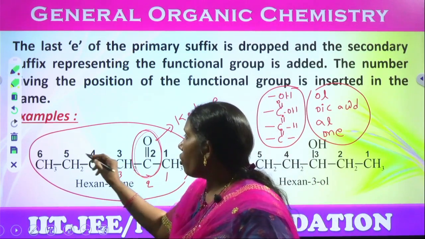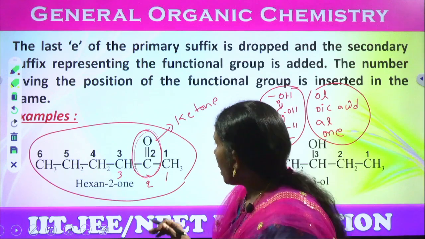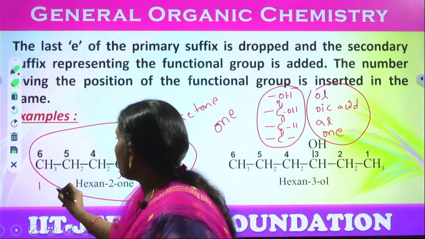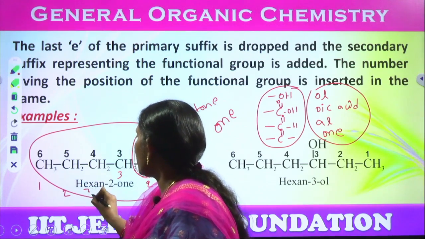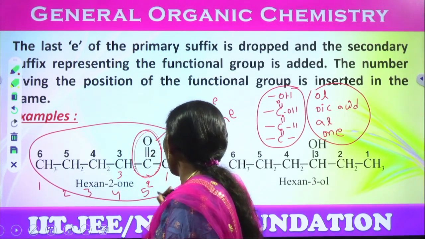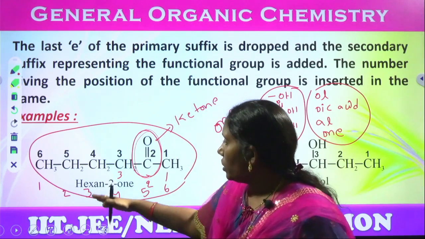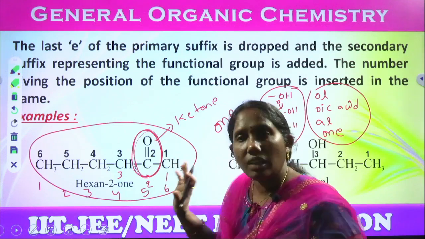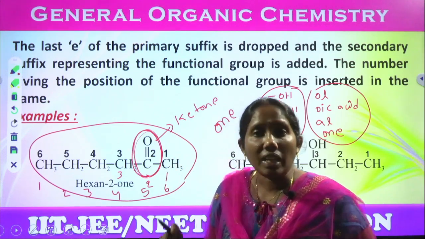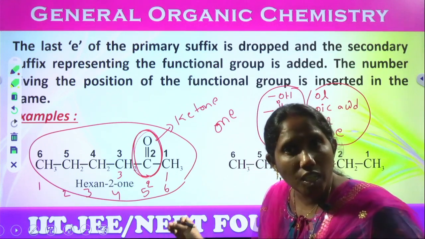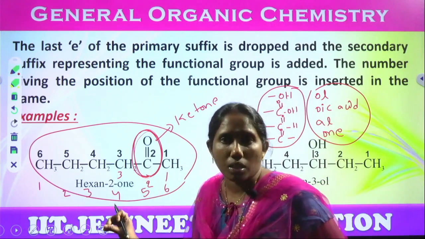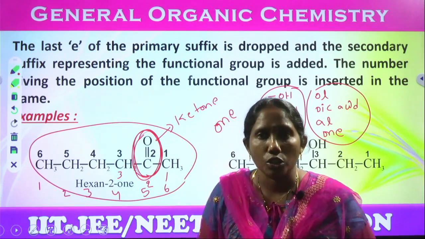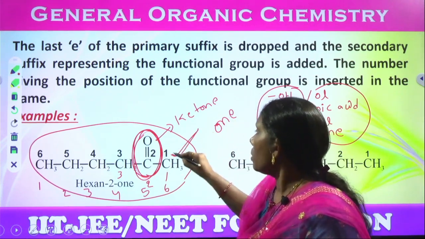1, 2, 3, 4, 5, 6 like that. Whereas you can give numbering from left to right, 1, 2, 3, 4, 5 and 6. If you consider it that way, the keto group is getting the 5th position. But as per our rule, the functional group containing carbon should get the lowest number, right? So we are giving the lowest number to the carbonyl group. So the correct order is this one.